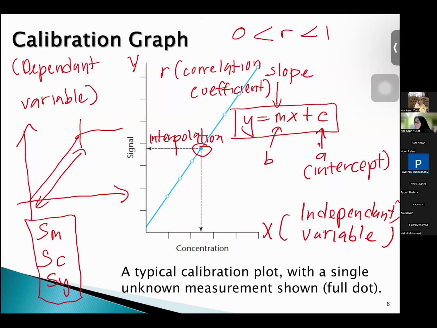So this is actually the ultimate aim when we are constructing a calibration plot, other than identifying the unknown sample. Because we need to have a good R first, a good correlation first, before you can use it to identify the unknown sample from the calibration plot. Right?